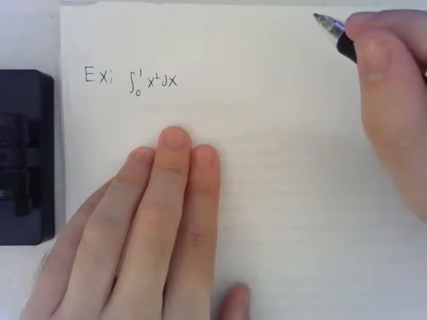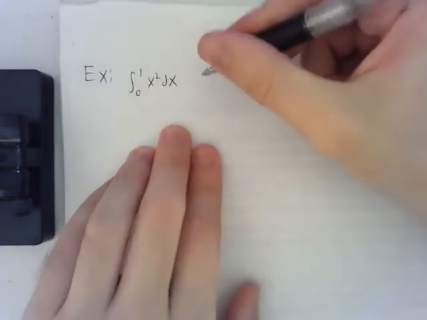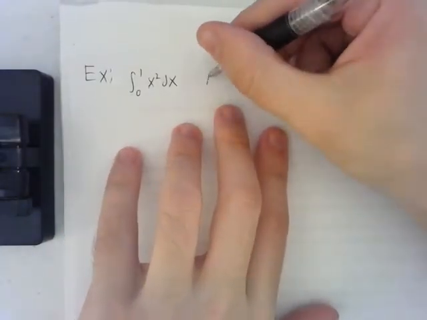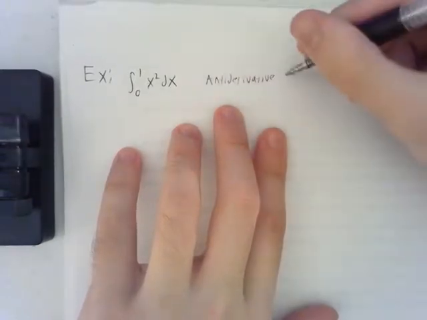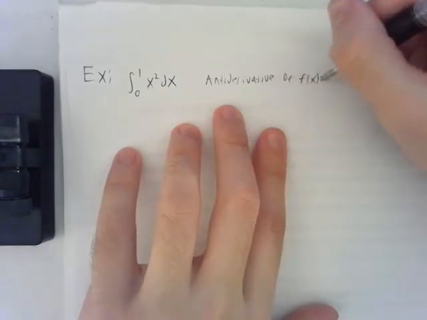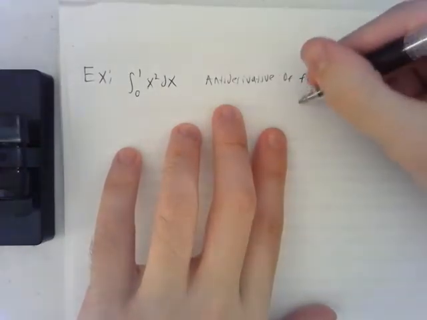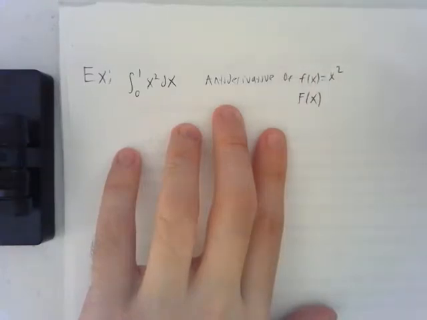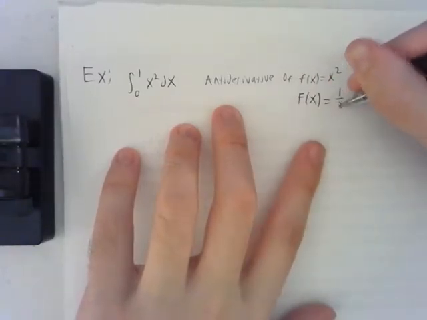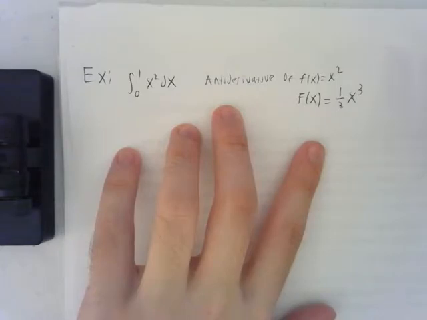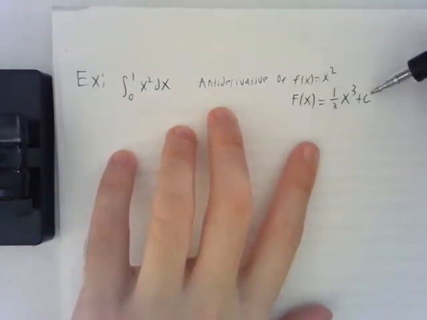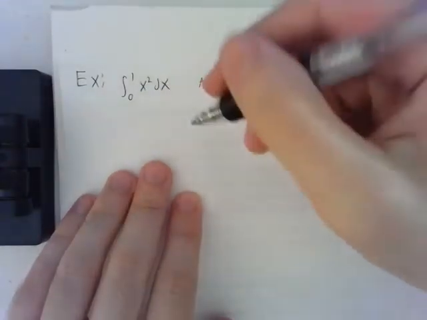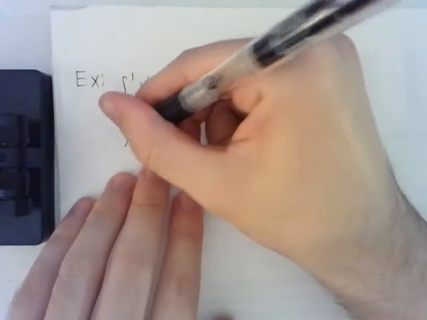Well, we want to use the fundamental theorem of calculus. So we first have to find an antiderivative of little f, which is x squared. And we've been doing lots of stuff with antiderivatives, so hopefully you're familiar with the antiderivative of this function. It's 1/3 x cubed. I'm going to put a plus a constant for now, but we'll see that this constant actually does not matter.